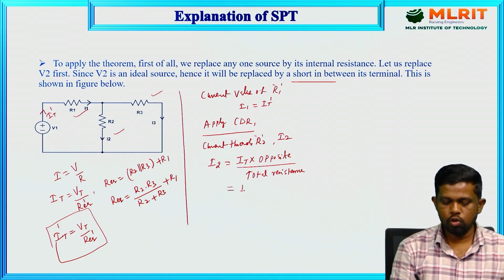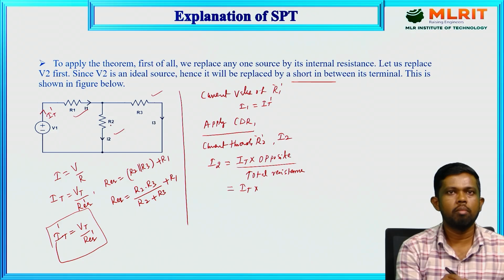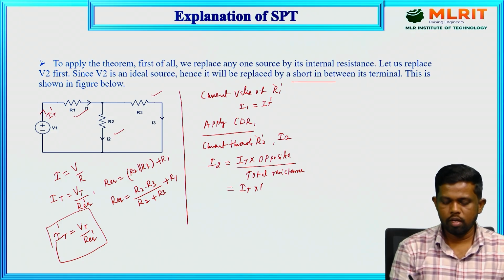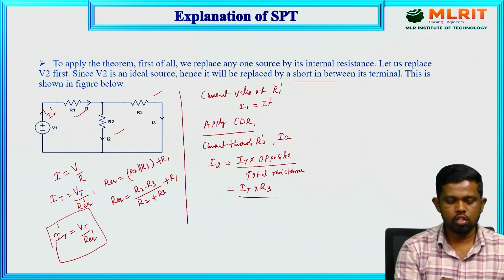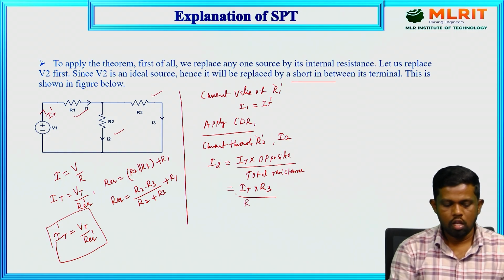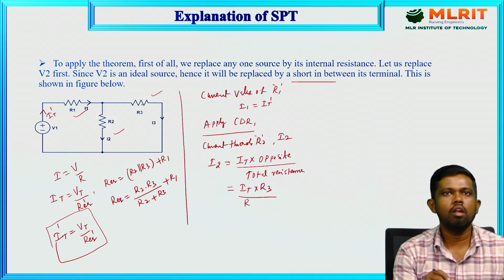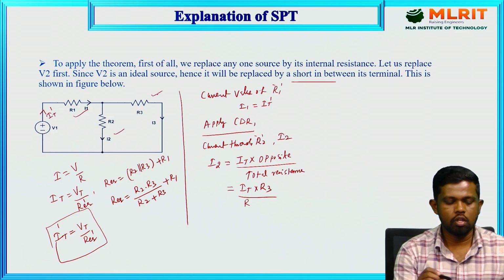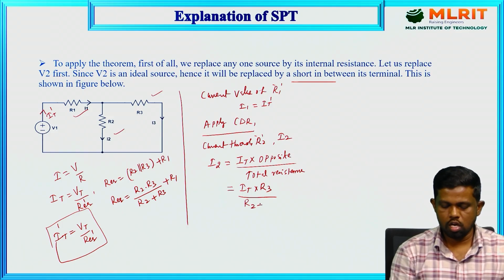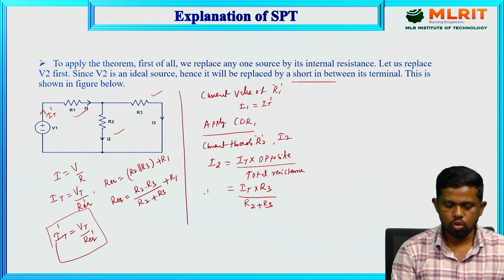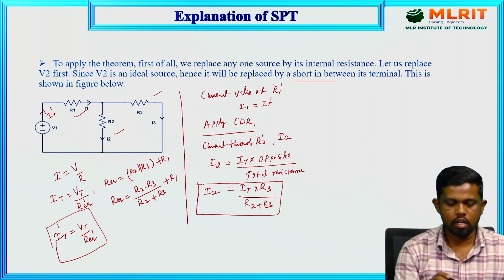Here I total is this one only. The opposite resistance of this corresponding branch is R3, so we take R3 in the numerator. The total resistance in the denominator is the combination of the elements participating in the division, that is R2 plus R3. So this is the way to get the I2 value, the current through the second element.